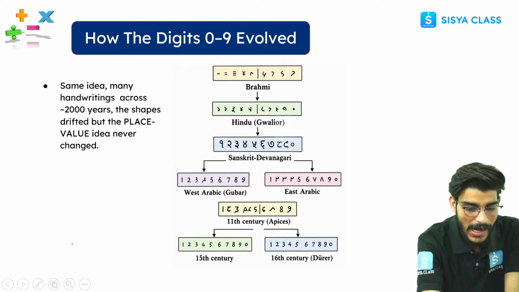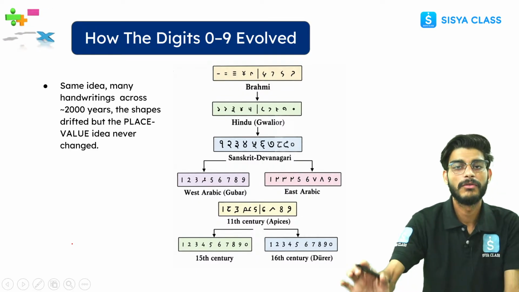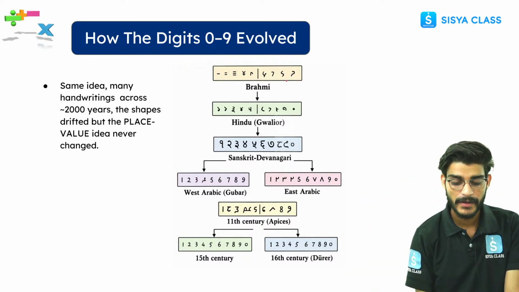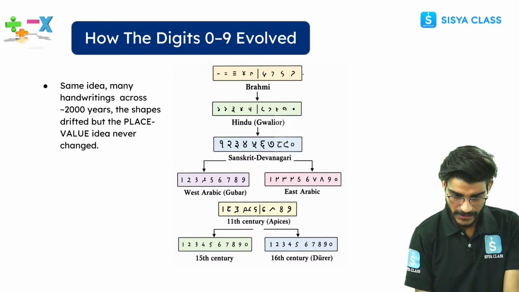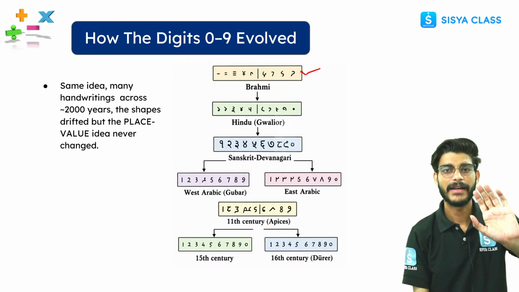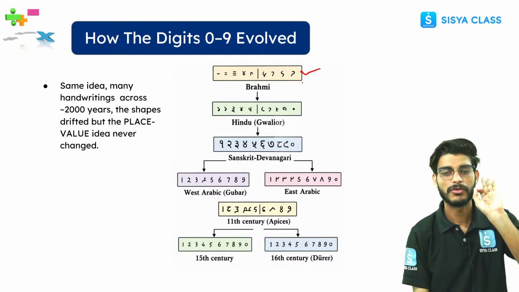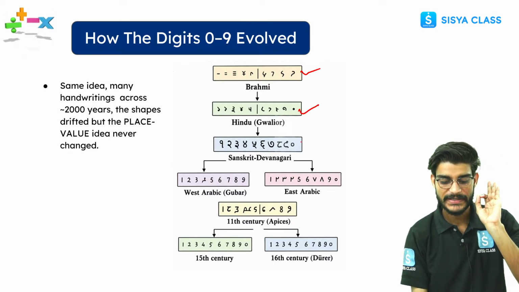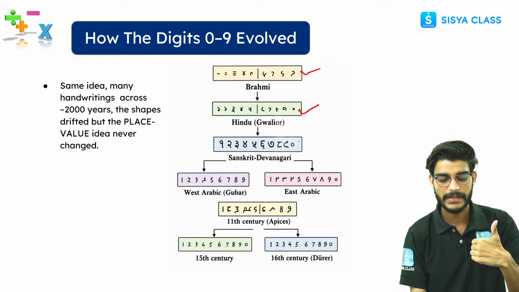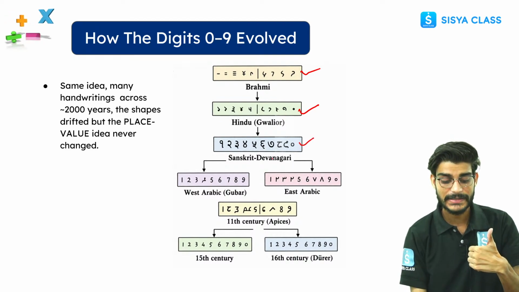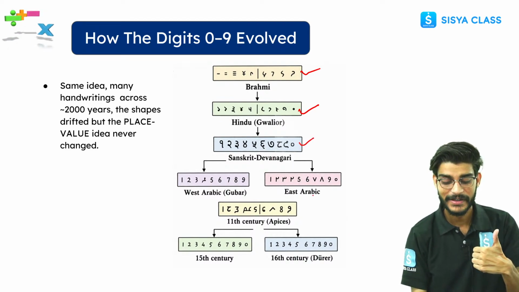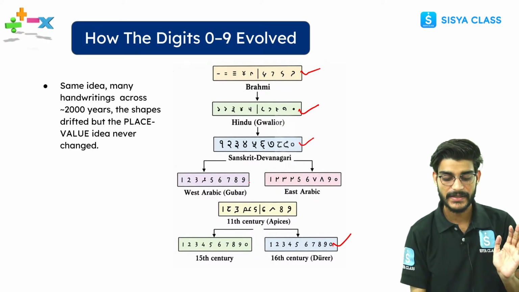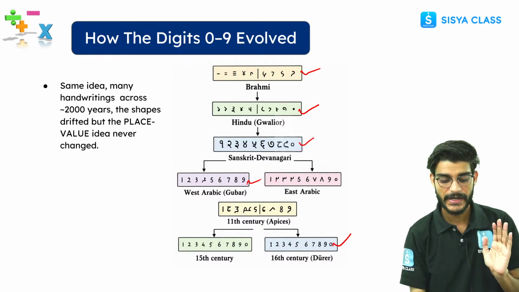Now let's come to how the digits 0 to 9 evolved. There were different notations back then. In Brahmi, they denoted 1, 2, 3, 4, 5, 6, 7, 8, 9 like this. This is just a notation of numbers. In Hindu, they used to denote like this. In Sanskrit or Devanagari, whatever you say, we denote the numbers like this, and at the end we have a number system from 1 to 10 like this. In East Arabic, there was a different notation. West Arabic, there was a different notation, right?